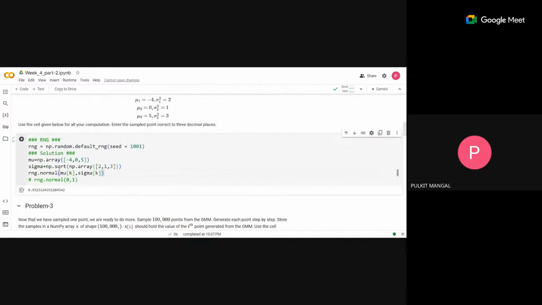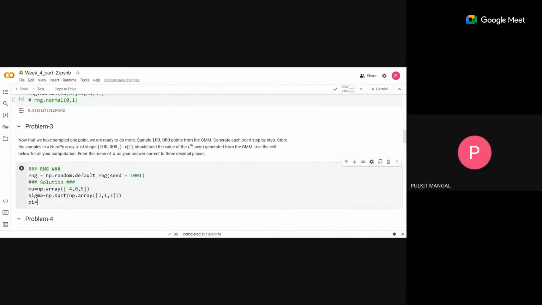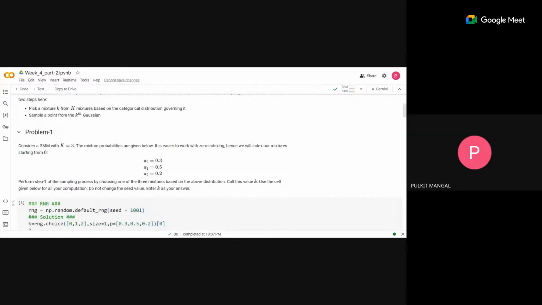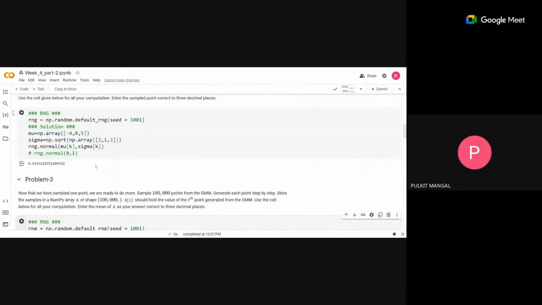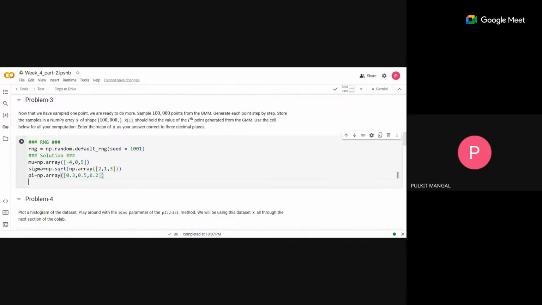So we have already defined these mu and sigma arrays, so I'll just copy paste here. Okay, let me define the pi array also. That is the probability by which we will be choosing the cluster, that is 0.35 and 0.2. Okay, now next is what? We have to sample 1 lakh data points.